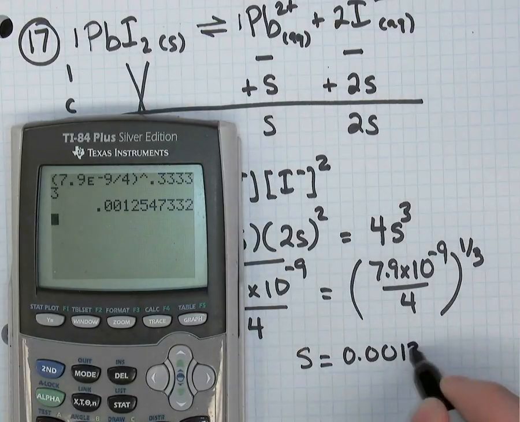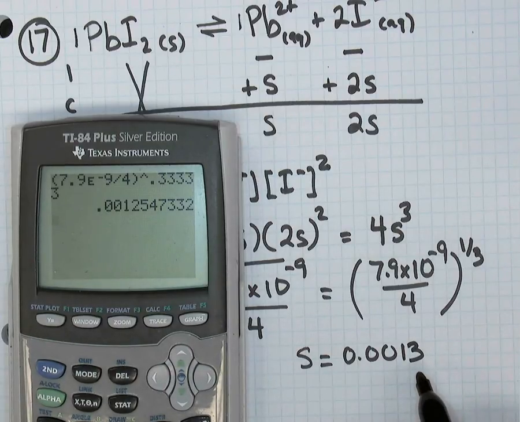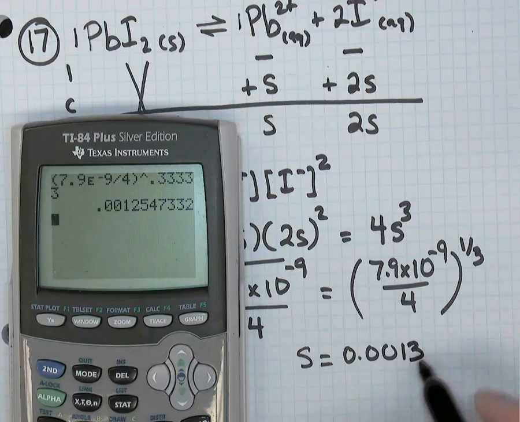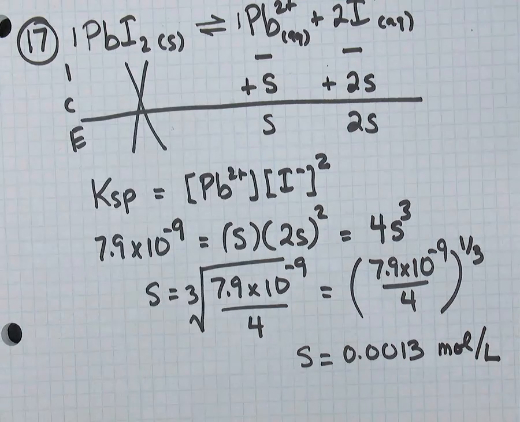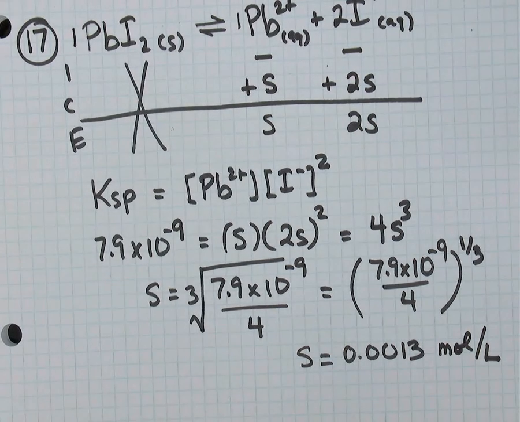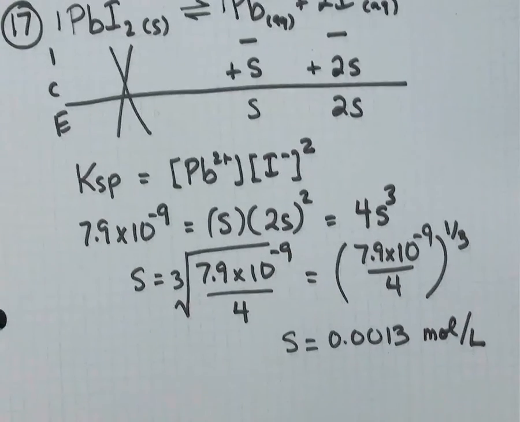0.0013. We'll keep two significant digits because the Ksp had two significant digits, 7.9. So 0.0013, and this is a molar solubility. So this is the number of moles per liter of lead iodide which would dissolve in water. So that's why it's called the molar solubility.